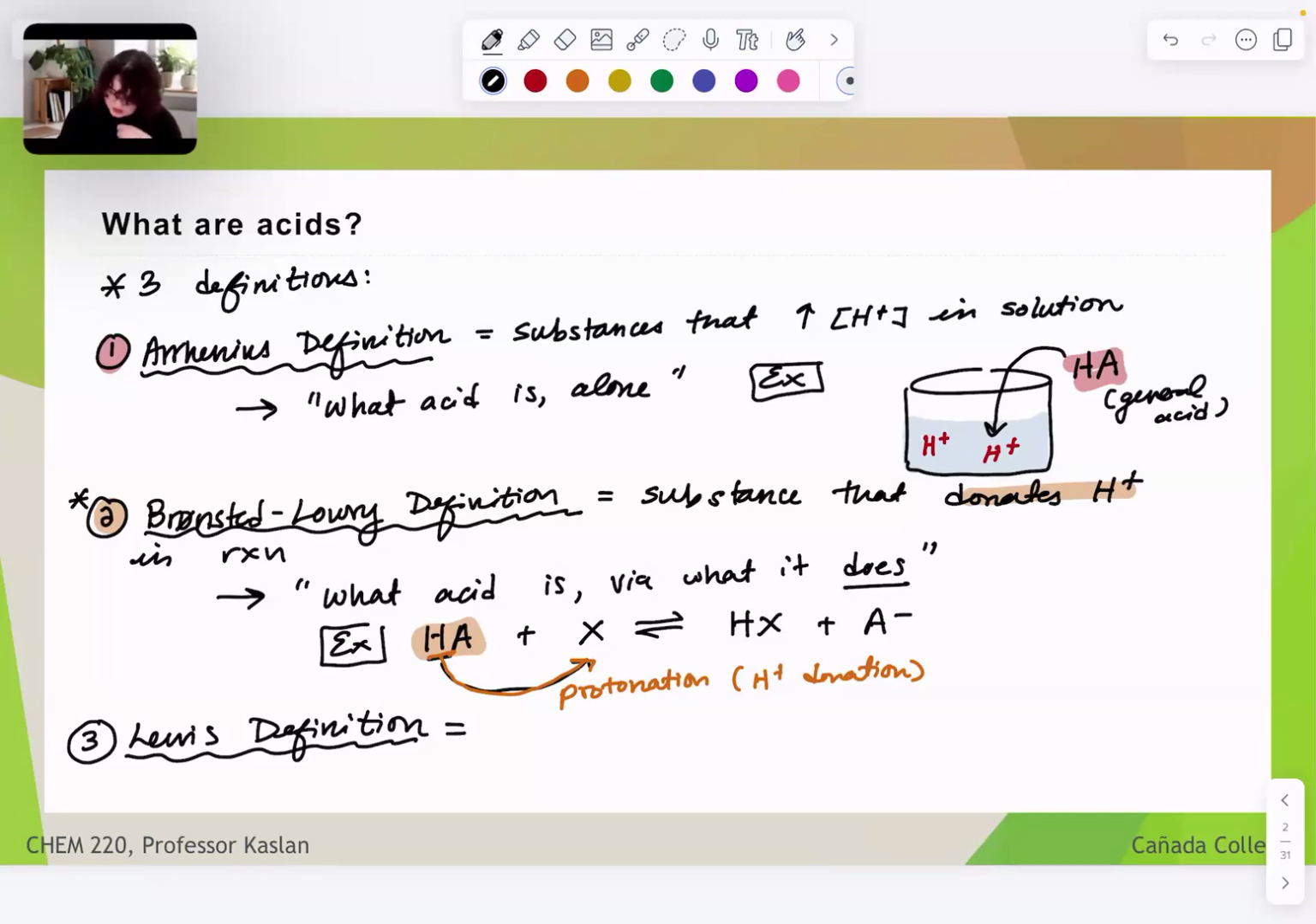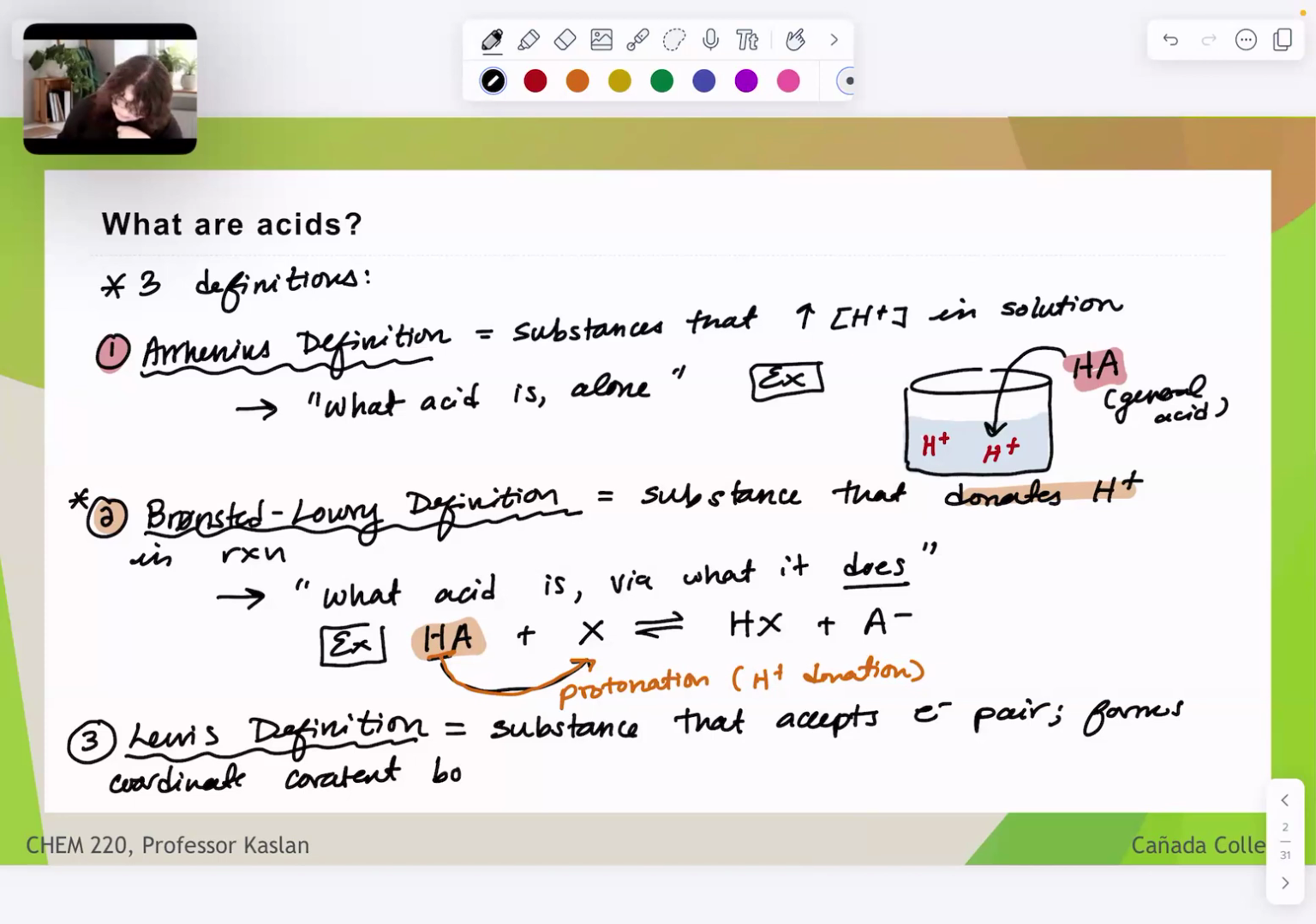So in the Lewis definition, an acid is a substance that accepts an electron pair and as a result forms a coordinate covalent bond. So it's an electron pair acceptor, which kind of makes sense.